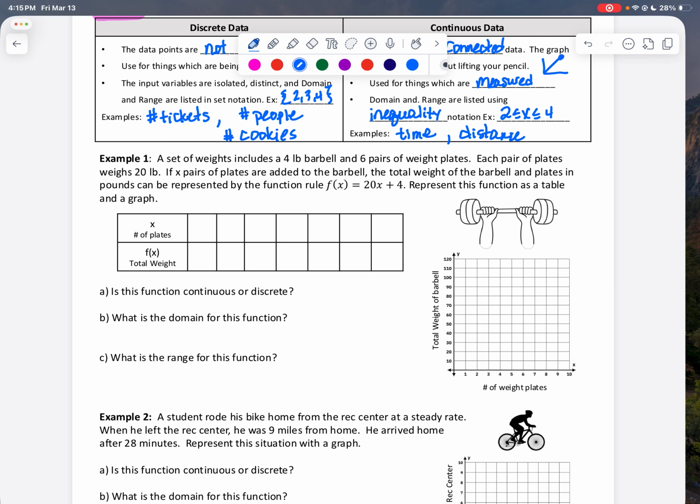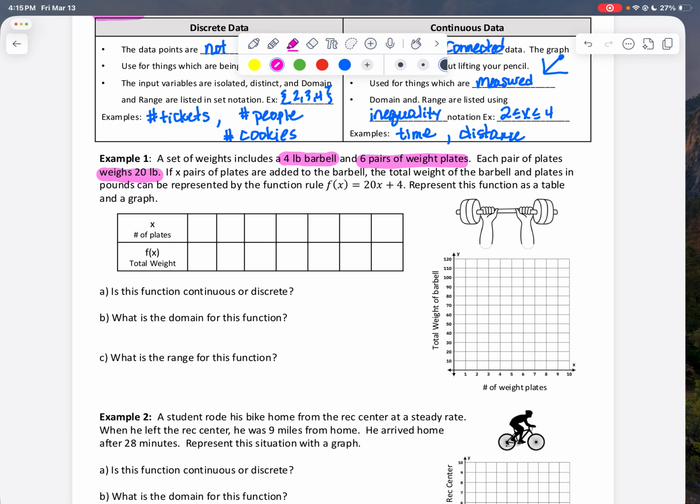Now, in example 1, it says, a set of weights includes a 4-pound barbell and 6 pairs of weight plates. Each pair of plates weighs 20 pounds. So let's highlight what we know about our weights here. We have a 4-pound barbell. We have 6 pair of weight plates. Each pair of plates weighs 20 pounds.